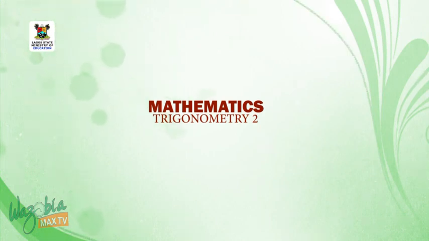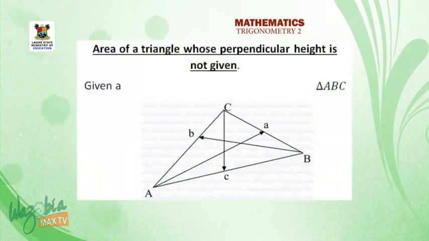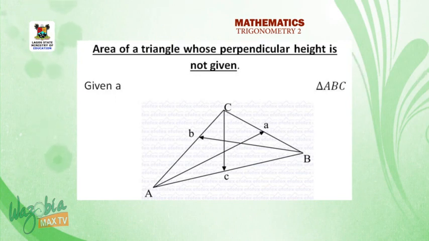Welcome back to the second segment. Here we want to find the area of a triangle whose perpendicular height is not given. So given a triangle ABC, it means the vertices are A, B, and C. So they are the angles of such triangle. So the angles are labeled already.